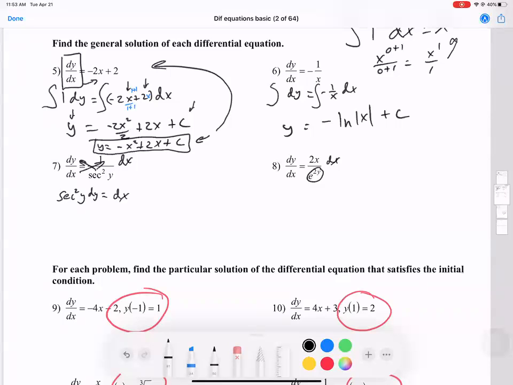Let's get a little harder. Number 7, as you guys remember, I separated the y's. I kicked out the y, and I moved dx to their respective sides. We'll follow that up with the integral. If I take the integral of both sides, what is the integral of secant squared? Which derivative gave me secant squared? Oh, I think that's tangent, right? So this is going to be tangent of y, and then we're going to say equals x plus c.